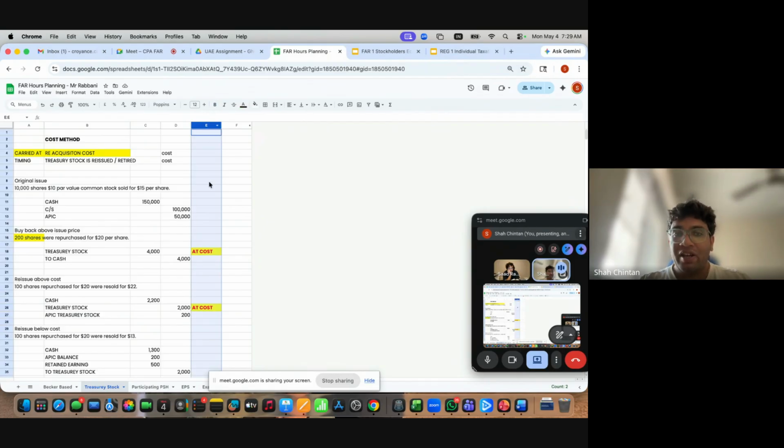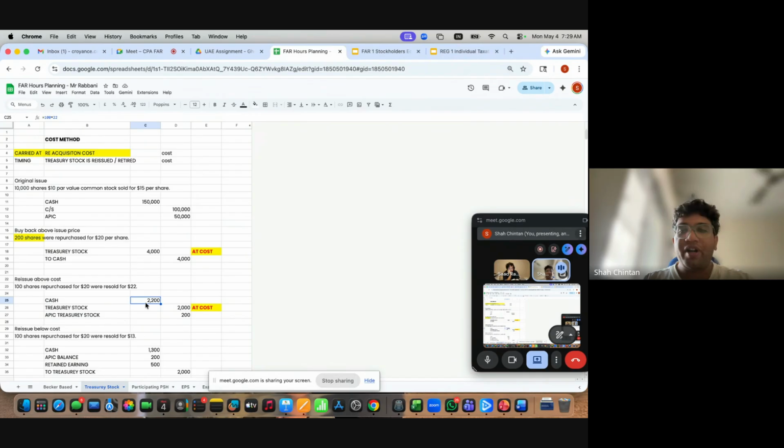Why am I highlighting the E column? Only these points will get changed in the par value method. The rest of the example will remain the same. So you did the buyback at cost, and after the buyback you reissued it also at cost.